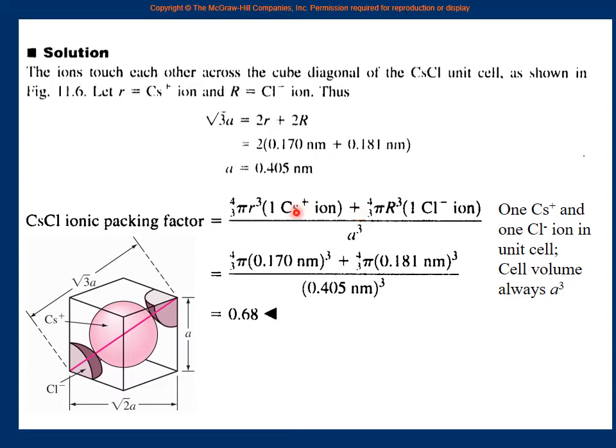Now, how many atoms of cesium? 1 atom. How many atoms or ions of chlorine? 1. And what is 1 sphere? 4 by 3 pi r cube. So 4 by 3 pi r cube for cesium, 4 by 3 pi r cube for chlorine. And this A is this number. So, 4 by 3 pi r cube, and this R is 0.17 cube, this R is 0.18 cube, and the total answer is 0.68. So 0.68 is the ionic packing factor for cesium chloride.